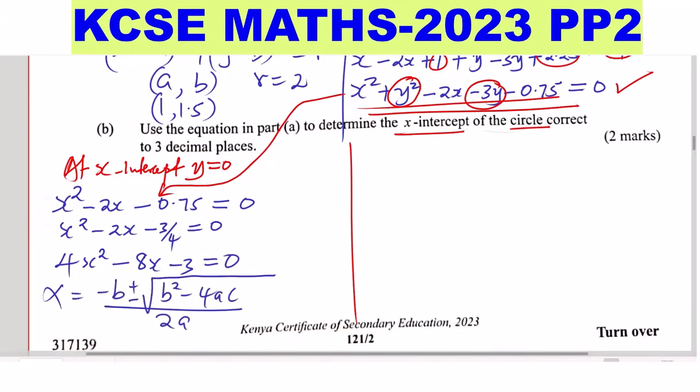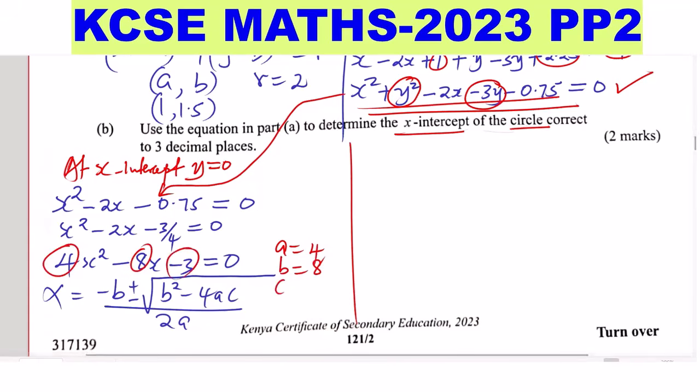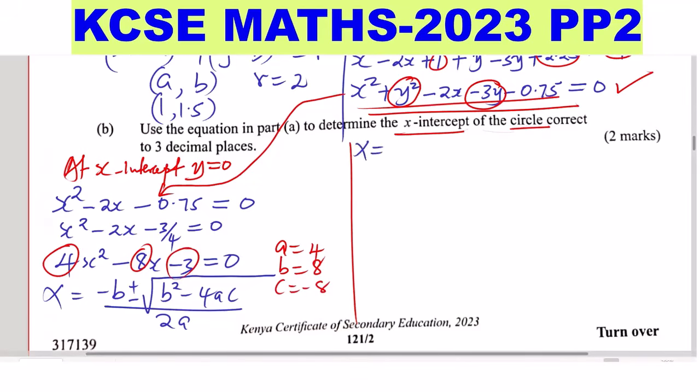In this case, the value of a is 4, then b is equal to negative 8, and then c is equal to negative 3. So let me substitute those values here in this formula. So x will be given by negative b. B is negative 8. C is negative 3. Correction there.